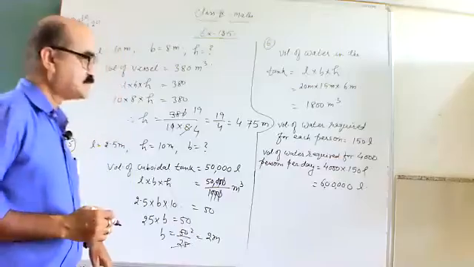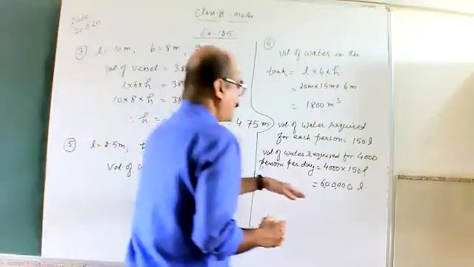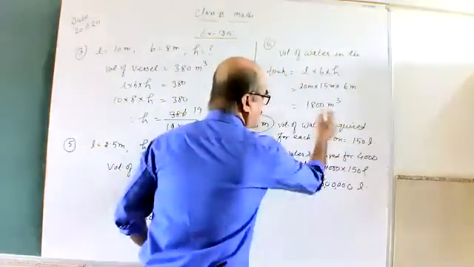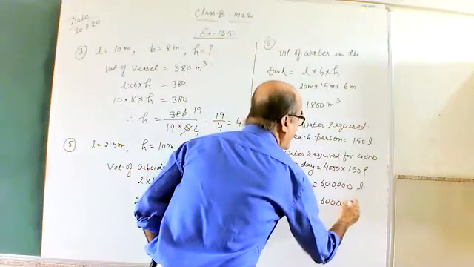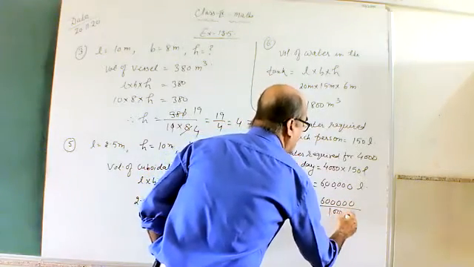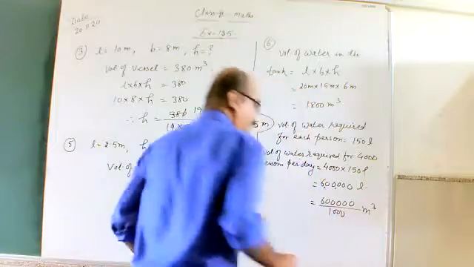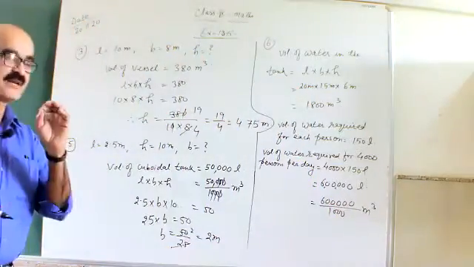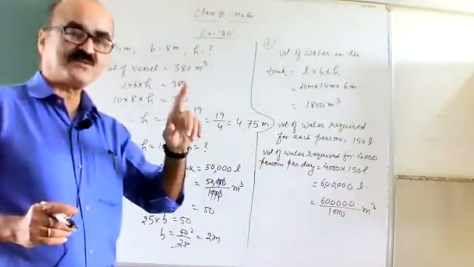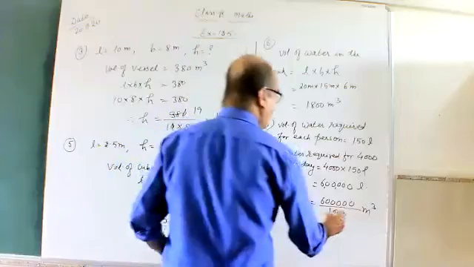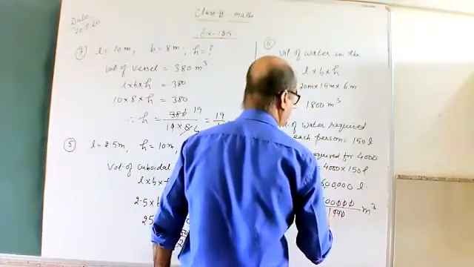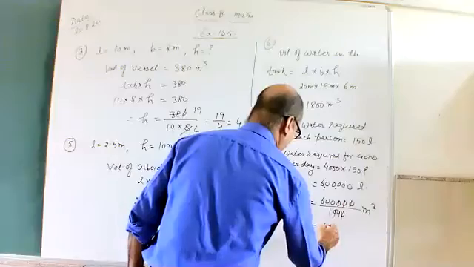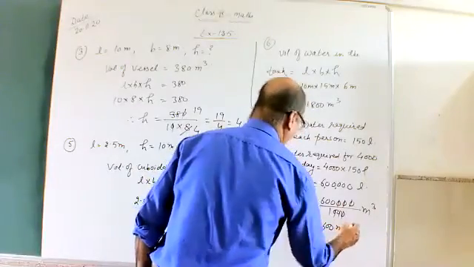That is 600,000 liter. Now convert this into meter cube. So 600,000 divided by 1,000. Then this will be converted into meter cube. As you know that 1 meter cube is equal to 1,000 liter. So when you divide this, that is 600 meter cube.